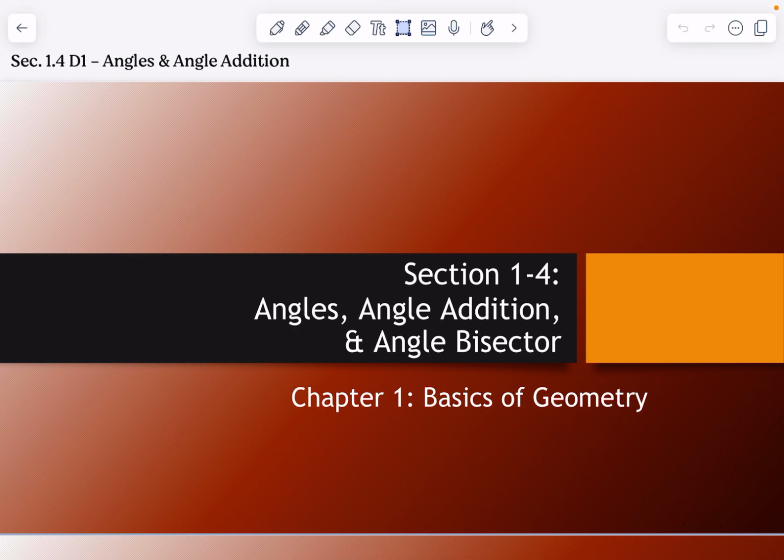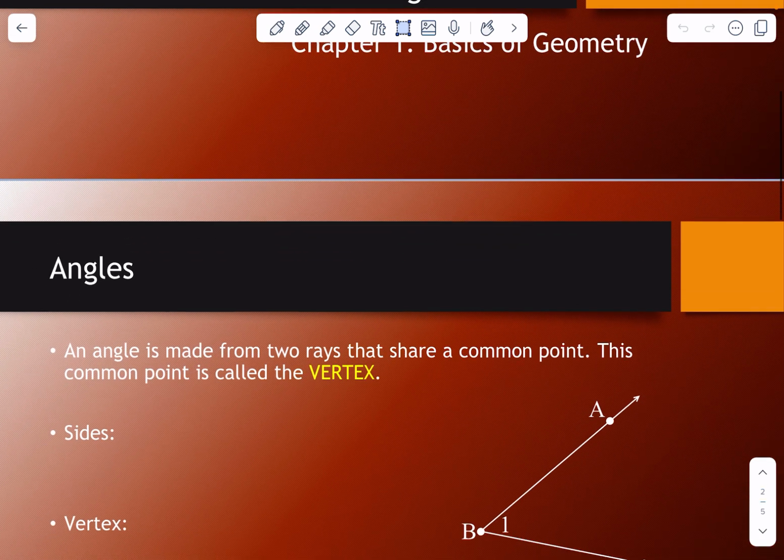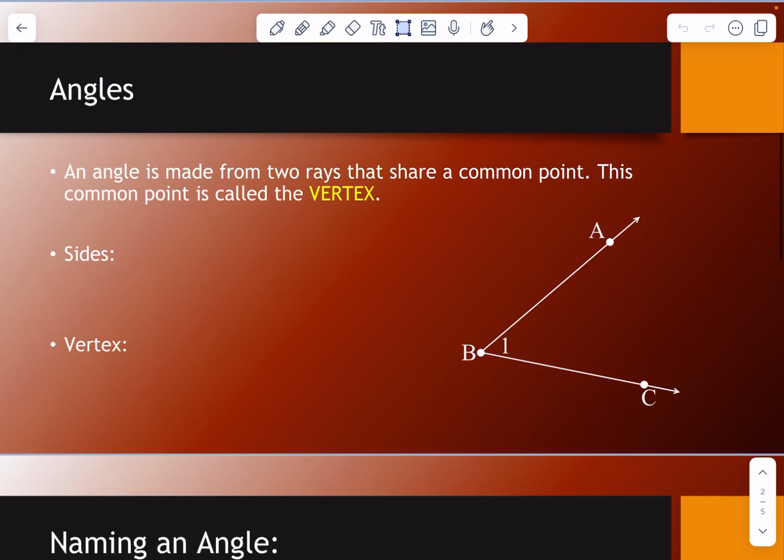Right, we are continuing in chapter one, basics of geometry. Today we're just going to talk about the angle part of this section. Then on day two, we will come back and talk about angle addition postulate and what it means to be an angle bisector. We're going to go through and just make sure we understand what does it mean to be an angle, how do we name them, things of that sort.